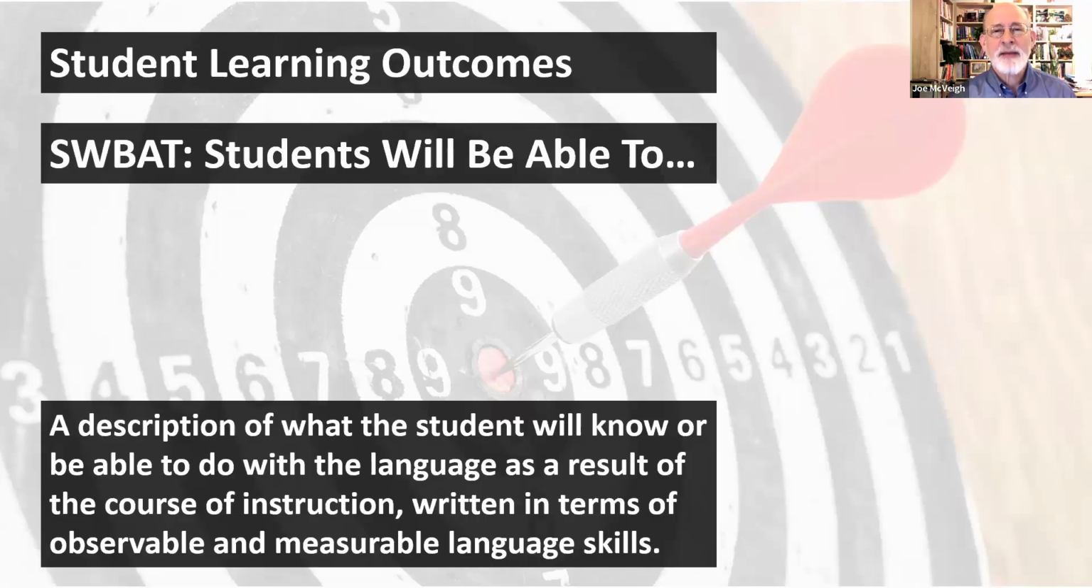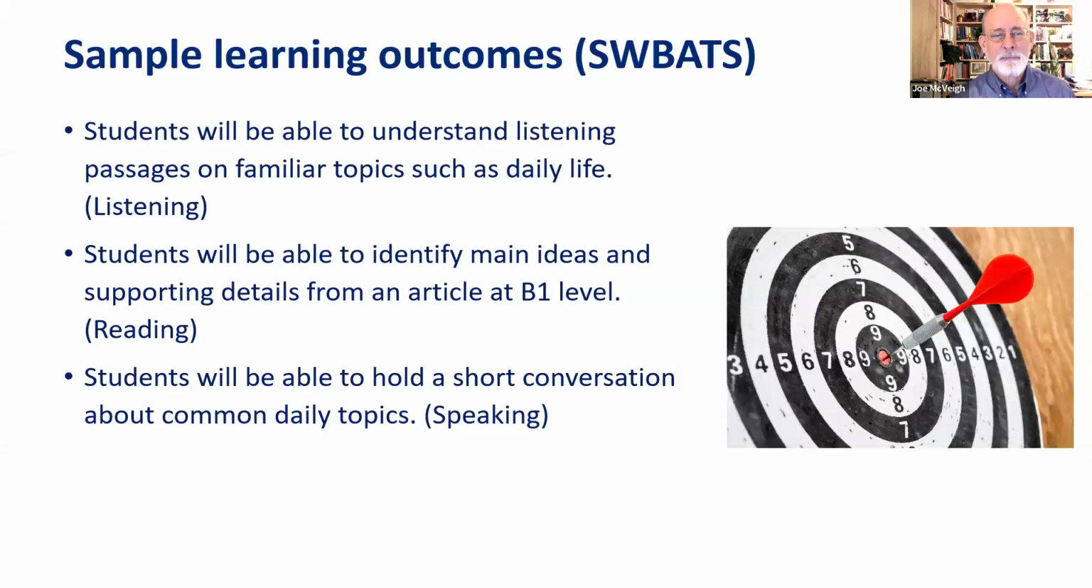Let's take a look at some examples of some student learning outcomes. The first one here is for listening, and the outcome is students will be able to understand listening passages on familiar topics such as daily life. The next example comes from reading, and here the sample outcome is students will be able to identify main ideas and supporting details from an article at B1 level. And then here's a third sample student learning outcome from a speaking course. Students will be able to hold a short conversation about daily topics.